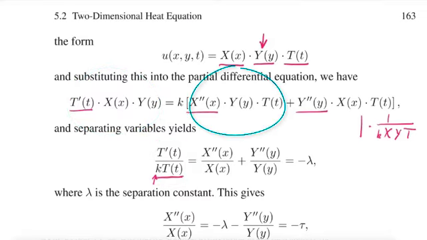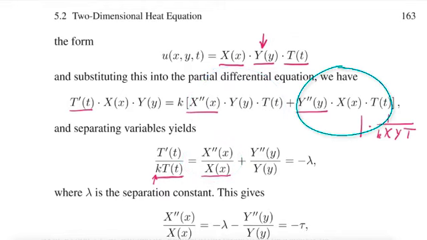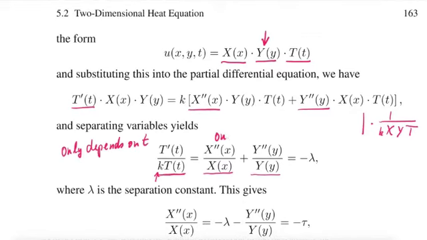Let's look at this factor now, X double prime Y T. If I divide this by X Y T, then I get X double prime divided by X right here. And now for this term, if I divide it by X Y T, well, then I get Y double prime divided by Y. Okay, so now the left-hand side only depends on t. The right-hand side only depends on x and y. So meaning either side must be equal to a constant, so we introduce a constant of separation, and we call this minus lambda, as we did so many times before.